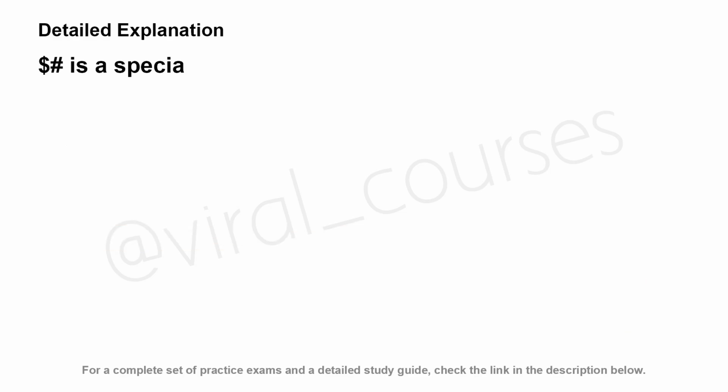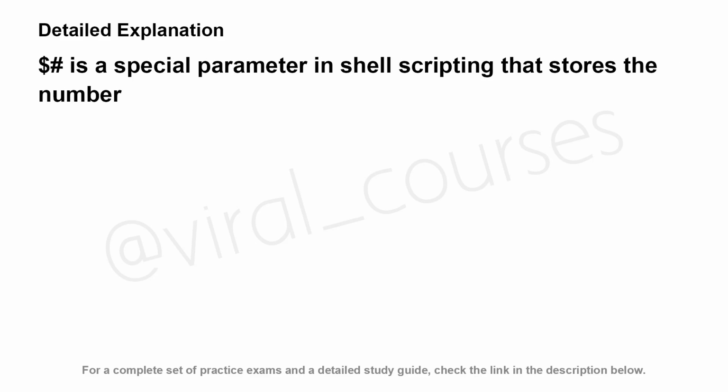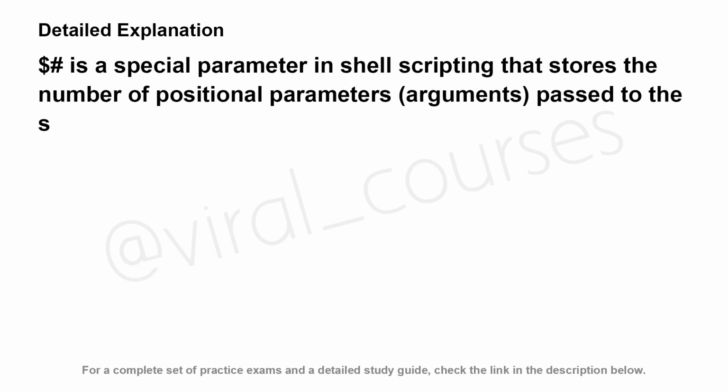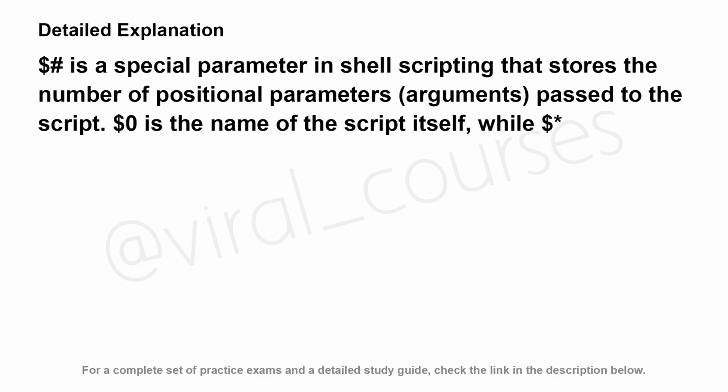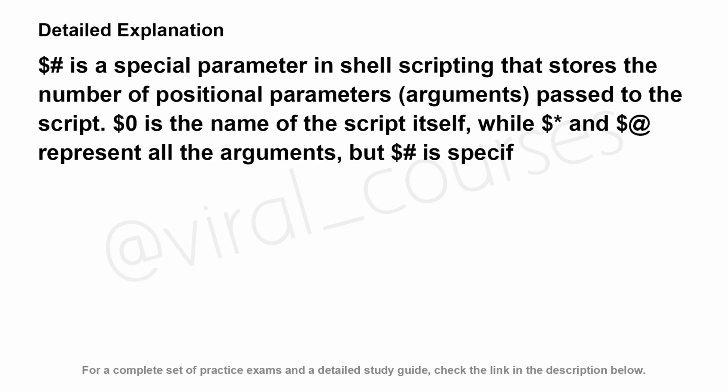$# is a special parameter in shell scripting that stores the number of positional parameters, arguments, passed to the script. $0 is the name of the script itself, while $* and $@ represent all the arguments, but $# is specifically used for the count.